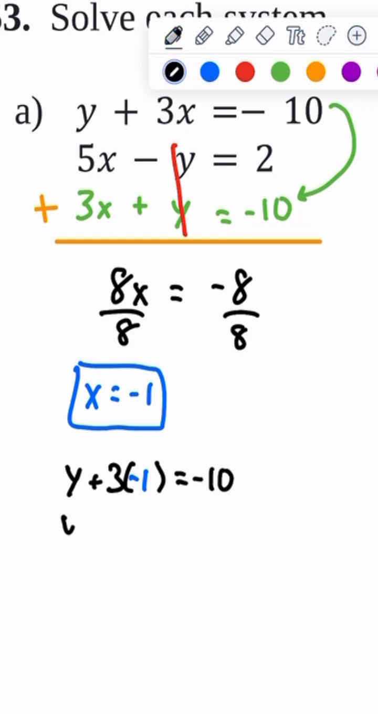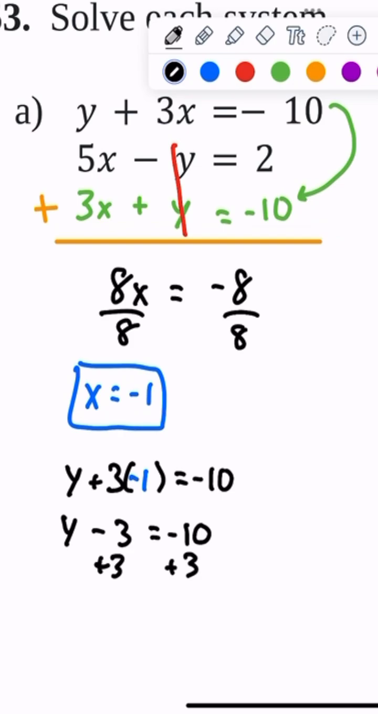All right, so let's do this. So we got y minus 3, right? Because 3 times -1 is -3, equals -10. All right, add your 3 over, and you end up with y equals -7.